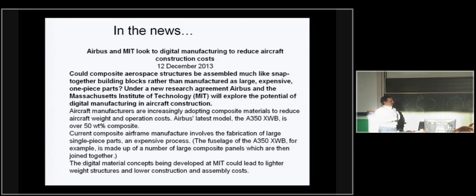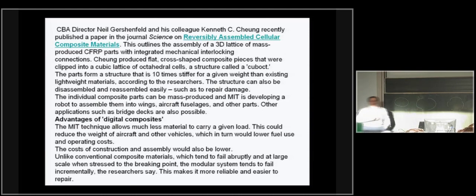The digital material concepts being developed at MIT could lead to lighter weight structures and lower construction and assembly costs. Now, this is a great promise. CBA is the Center for Bits and Atoms, but I don't remember what BNA is. A, I think, is art, because basically what happened is this gentleman, Kenneth Chung, finished his PhD last year, I think, in the Department of Arts and Sciences.